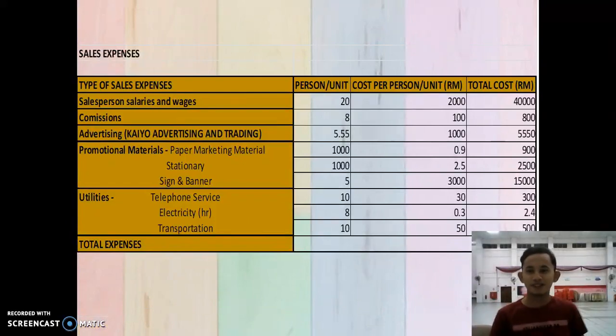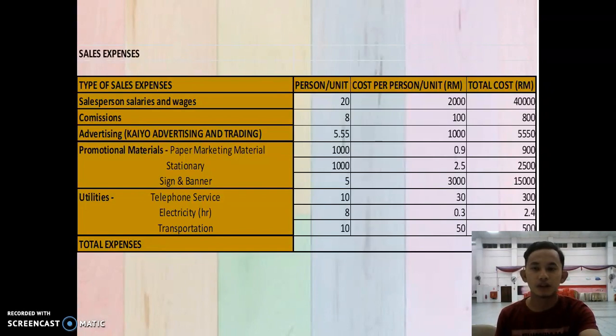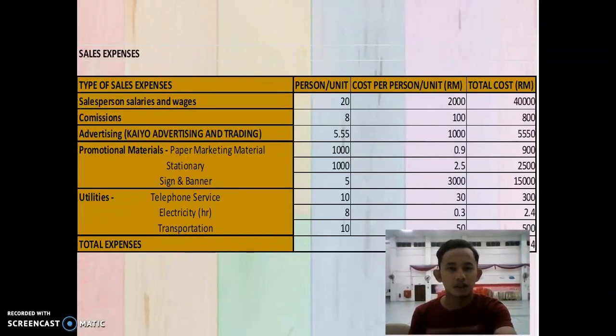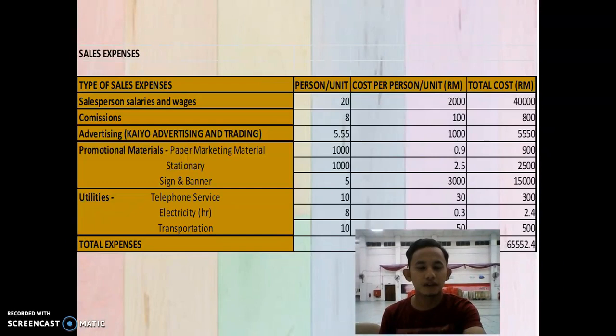Okay, for the sales expenses, which is what we do for the promotion, advertising, commission, and sales person salaries and wages. So for this kind of sales expenses, we need to do it by the person or unit and cost per person and unit and the total cost in RM. So what we get in the total expenses is 65,552 ringgit 40 cent.